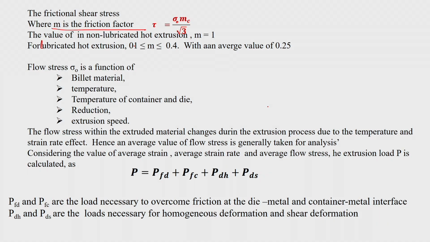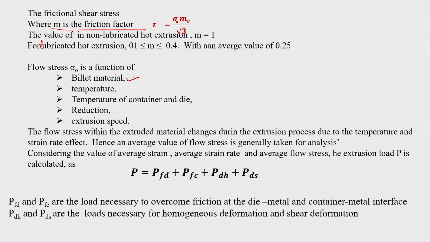The flow stress sigma 0 is a function of the billet material. Flow stress depends upon the billet material, say whether it is non-ferrous materials like aluminum, magnesium, titanium or whatever it be, or whether it is steel, and steel itself, whether it is a plain carbon steel or medium carbon steel or high alloy steel or whatever it be. So, flow stress also depends upon the temperature. The temperature dependence comes because at a higher temperature compared to room temperature, the flow stress will get reduced. Flow stress will be lower at a higher temperature.